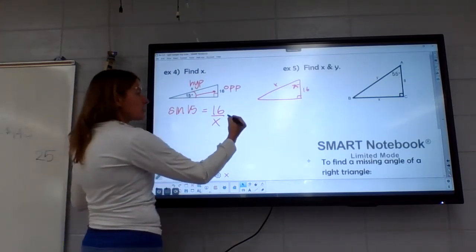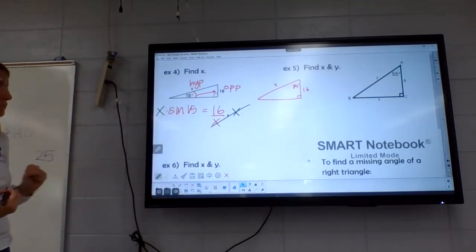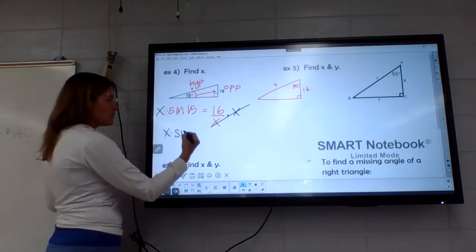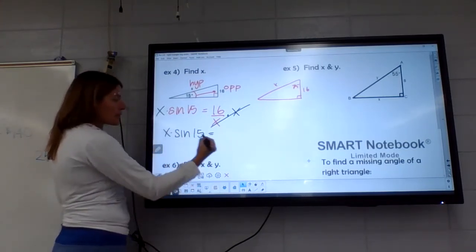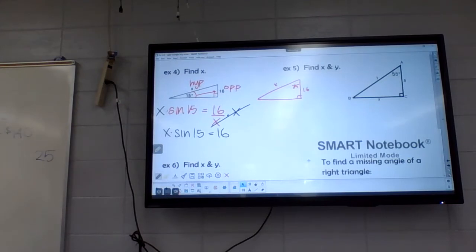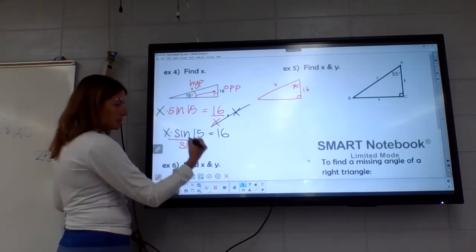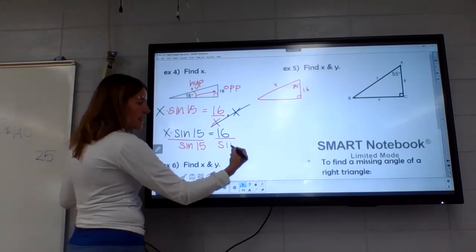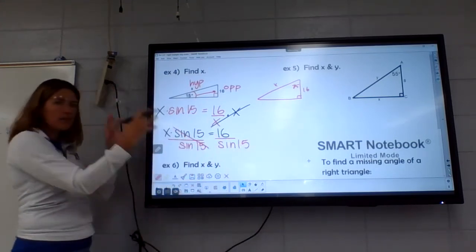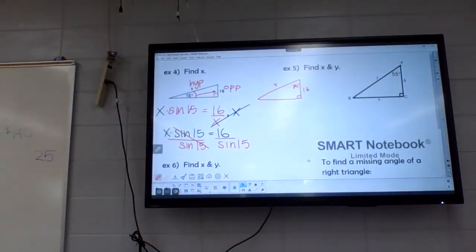So he said, let's multiply each side by x. So the x's will cancel. Over here, I'm going to have x times the sine of 15 degrees. Remember, sine of 15 travels together, so keep that together, and it will equal 16 over here. So in order to solve for x now, we need to divide by the sine of 15, because it's being multiplied. And again, that travels as a whole group, so you can't separate those off. So you're going to take 16 and divide by the sine of 15.